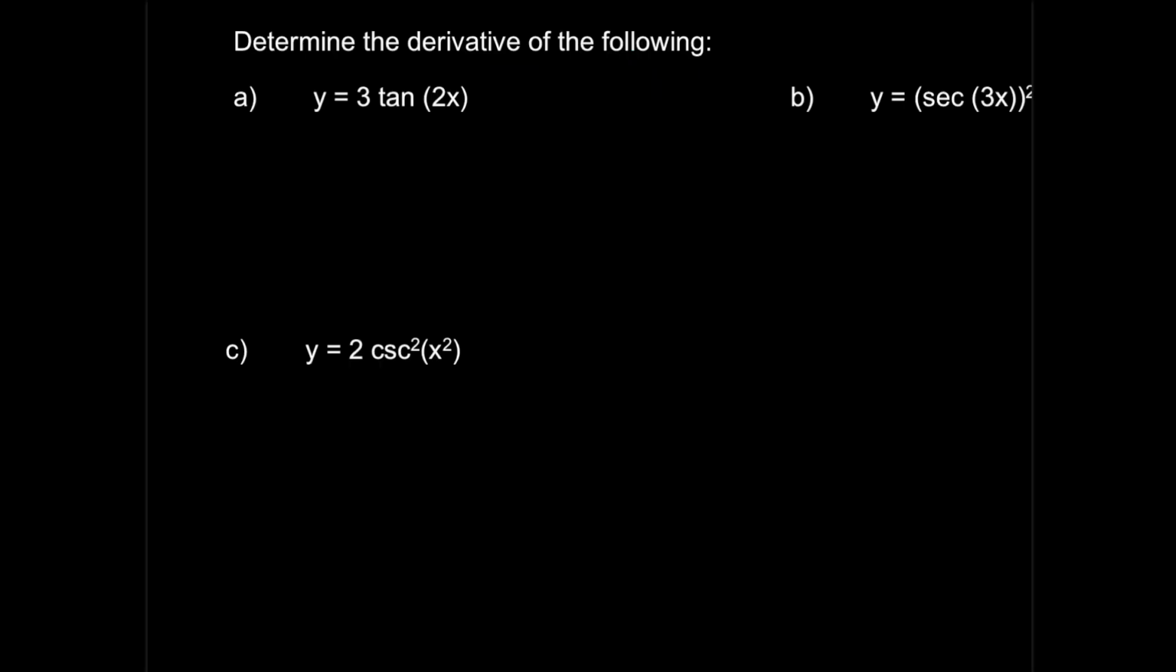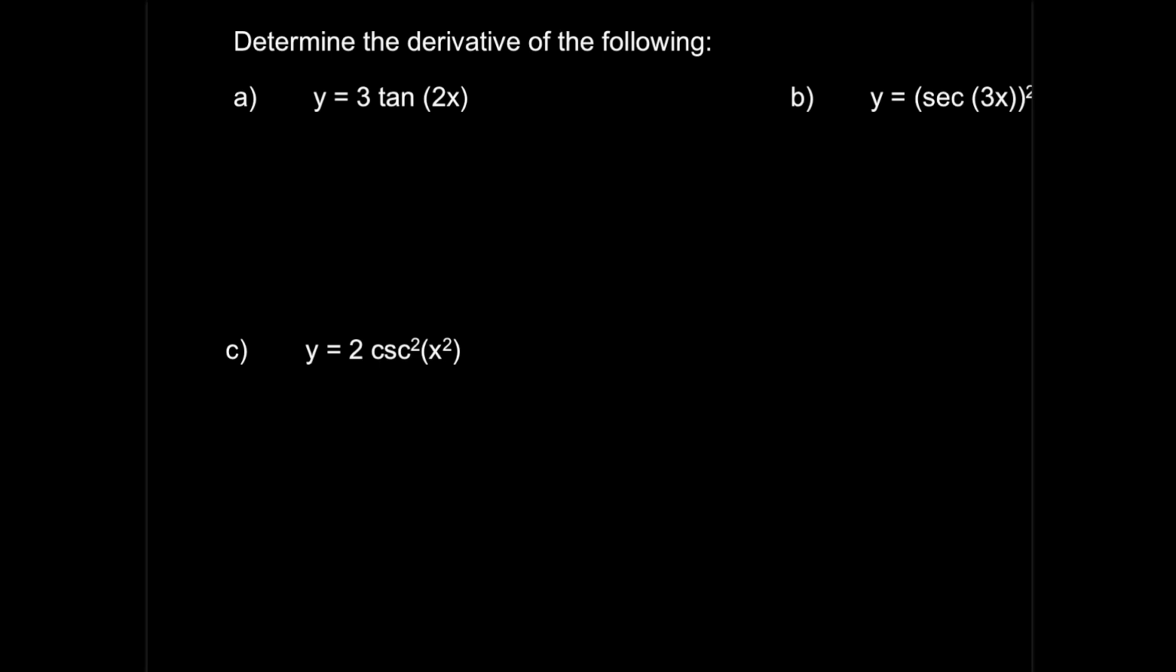So I'd like you to pause the video right now and see if you can figure out the derivatives for each one of the following. And I apologize that B is scooched a little bit off the page, but it is just y equals secant 3x all squared. So pause the video, take a second to see if you can solve these using our new rules that we've just talked about, combined with some of our derivative rules, and then come back to check your answers.